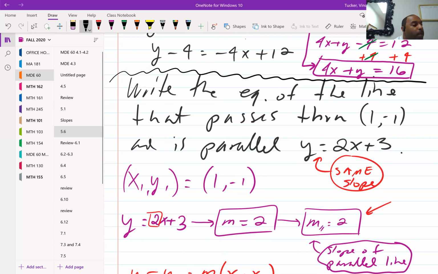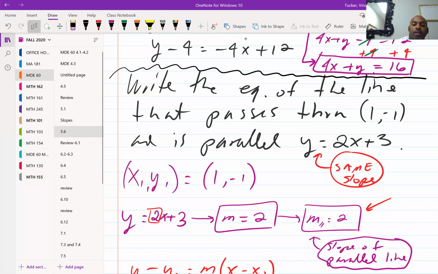All right, so last class we talked about parallel lines and perpendicular lines, but we're talking about parallel in this problem. If two lines are parallel, they are going to have the same slope. That's what I was emphasizing right here, that they're going to have the same slope. So we know what our point is. That's 1, negative 1. So that's going to be x1, y1. The slope of this line is 2. Remember, that's what's sitting in front of x. So that means the slope of a line that's parallel to it will also be 2. And that's what I was emphasizing right here.